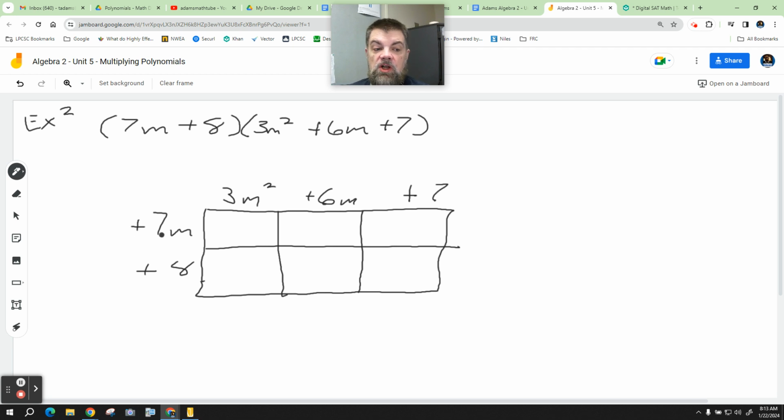So then multiply the numbers by the numbers. 7 times 3 is 21. What's m times m squared? M to the 3rd power, or m cubed. 7 times 6 is a positive 42. And then m times m is just m squared. 7m times 7 is just a positive 49m.